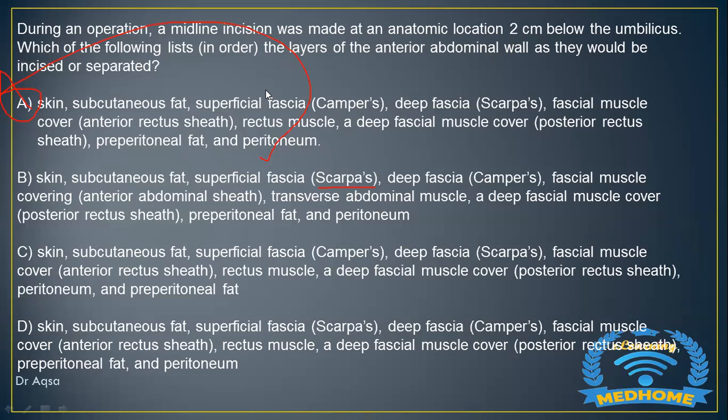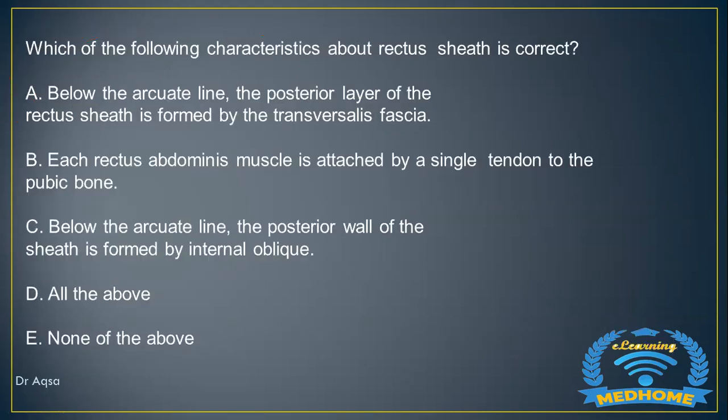So Sana, would you like to take the next one? Yes. So it goes for you here. Which of the following characteristics about rectus sheath is correct? Below the arcuate line, the posterior layer of the rectus sheath is formed by the transversalis fascia. Each rectus abdominis muscle is attached by a single tendon to the pubic bone. Below the arcuate line, the posterior wall of the sheath is formed by internal oblique. All of the above and none of the above.